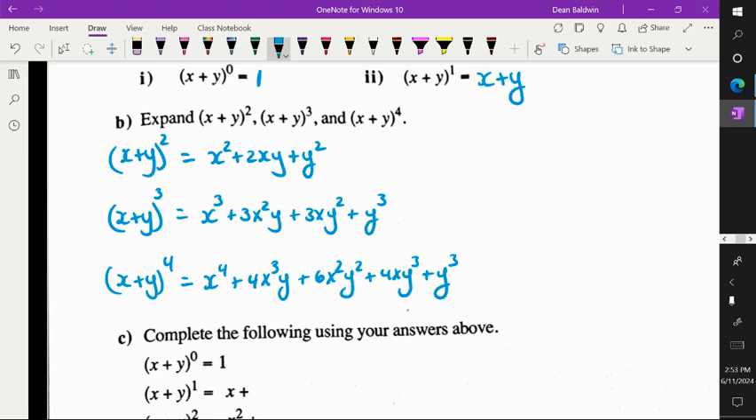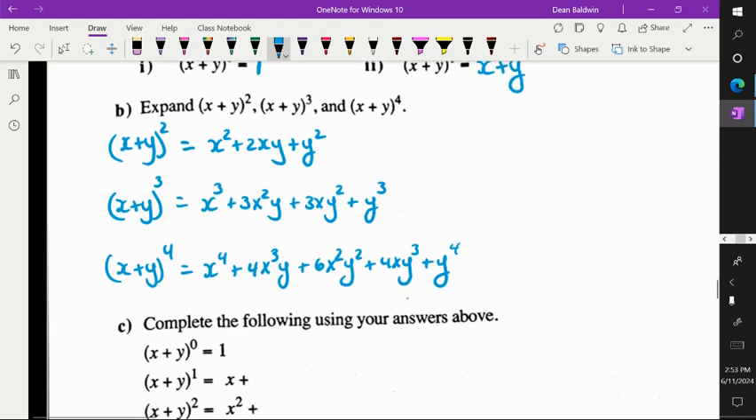He's shocked. Y cubed? What do you mean plus y cubed? Oh, y to the 4. Okay. Locked in. I know.